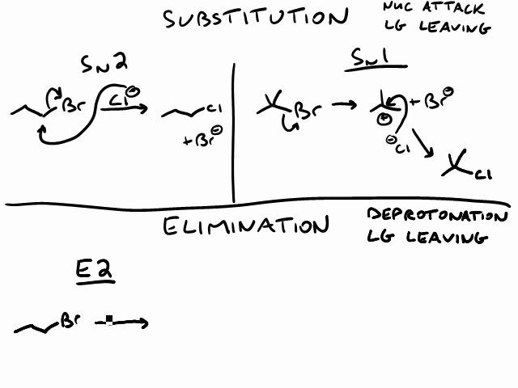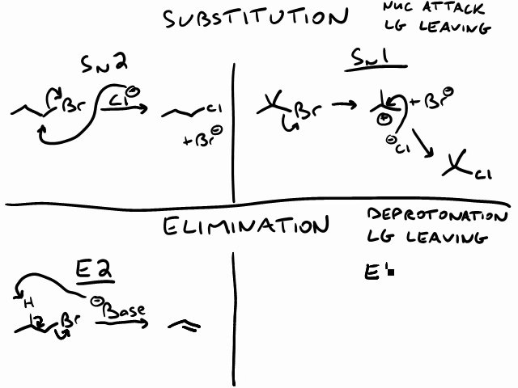So we have some base that comes and pulls off the proton, deprotonating, while at the same time kicking off the leaving group. In other words, saying these two steps happen simultaneously. However, in an E1 process, these two steps happen one after the other.